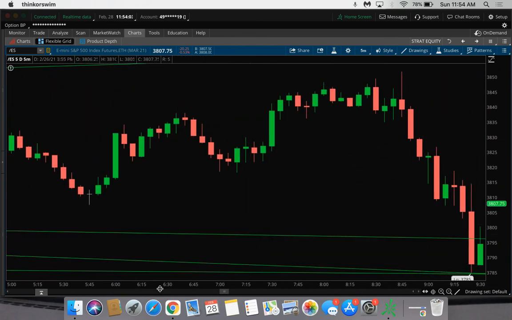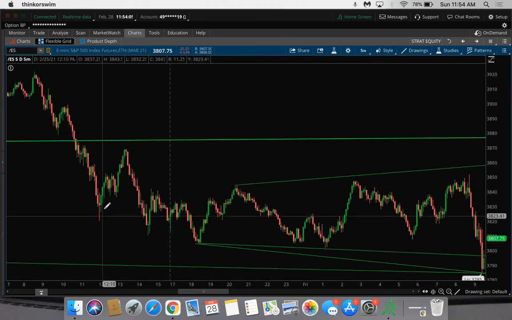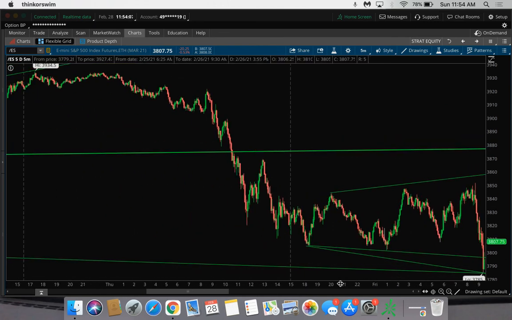So just some trading ideas and just some ideas as far as how to draw the triangles and how to use them once you've drawn them.